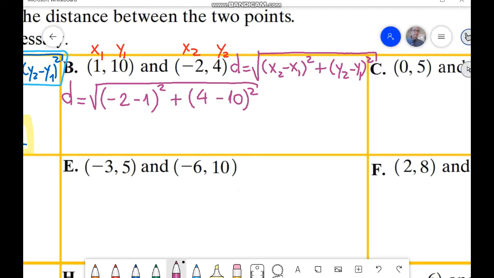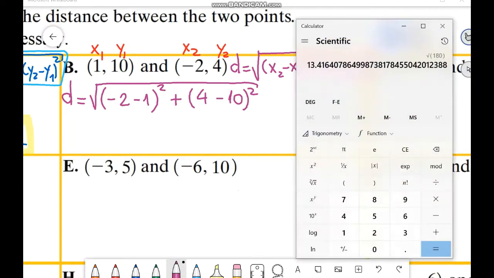We don't have two negatives to make a mess, to make a mistake. So let's type this on the calculator. Parentheses, -2 minus 1, close the parentheses, squared, plus parentheses, 4 minus 10, close the parentheses, squared. And the total is 45. This is equal to 45. Now square root of 45, 6.708. So we're going to round 6.71.